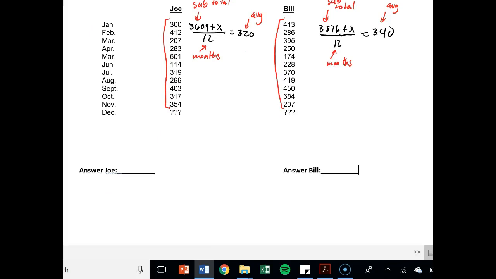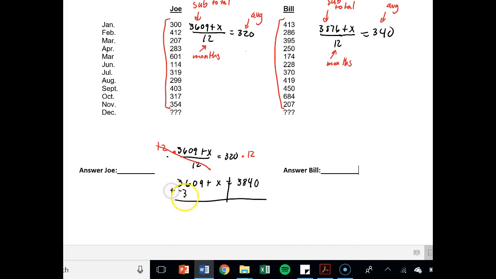So for Joe, we'll say 3,609 plus X over 12 equals 320. So we'll say times 12 on both sides. Those get canceled out. 3,609 plus X equals 320 times 12, which is 3,840. So plus a negative 3,609. So X is equal to 231. So that's for Joe. He'd need to collect 231 to keep an average of 320. You solve for Bill. All right. Any questions? Give me a call.